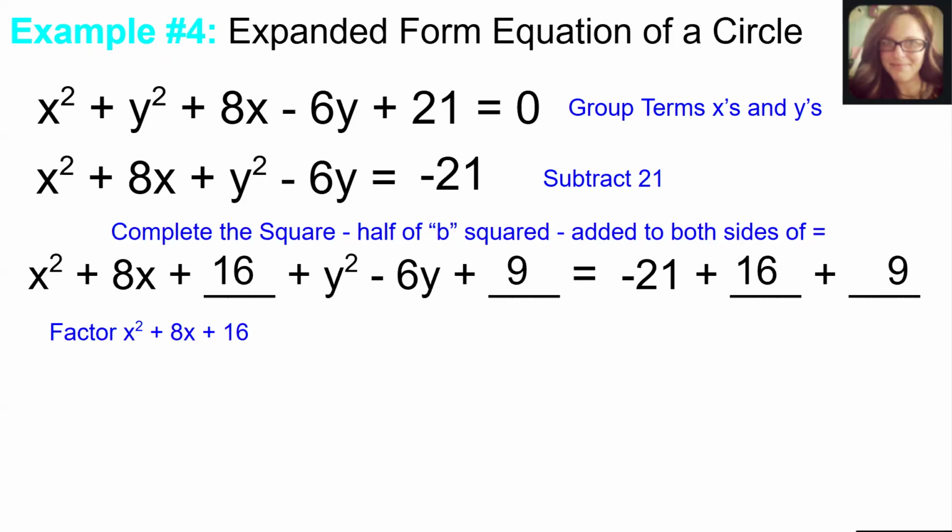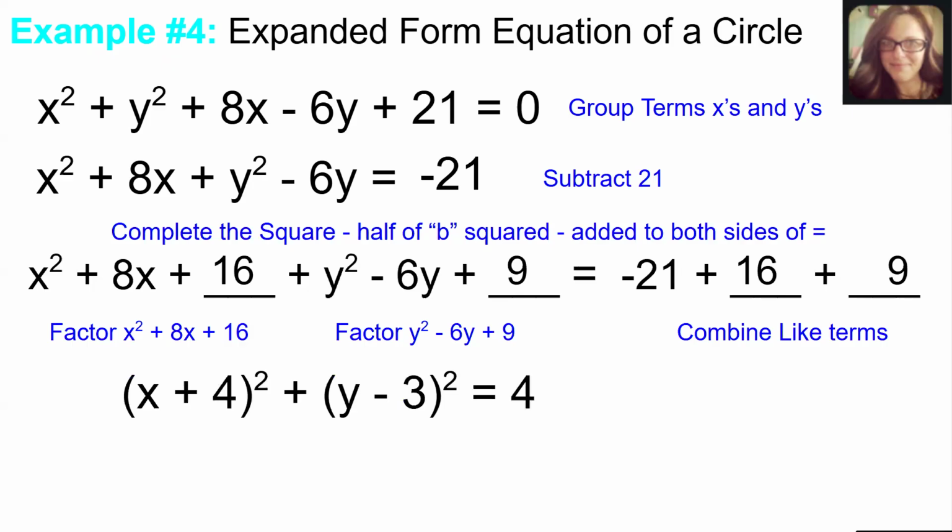Now we can factor the perfect square trinomial, x squared plus 8x plus 16. And then we'll factor the perfect square trinomial, y squared minus 6y plus 9, and combine all the like terms on the right-hand side of our equal sign. And here is our standard form equation of a circle.